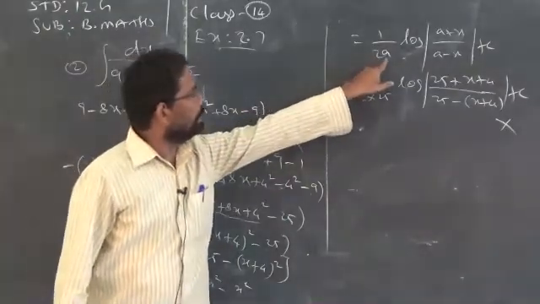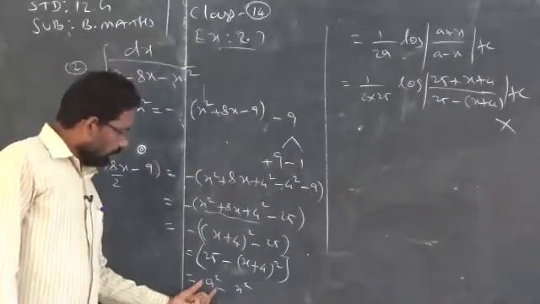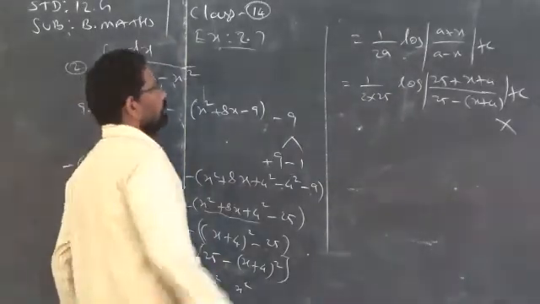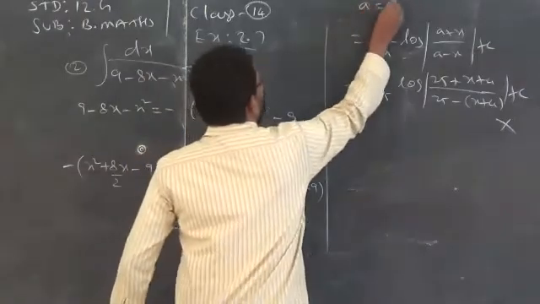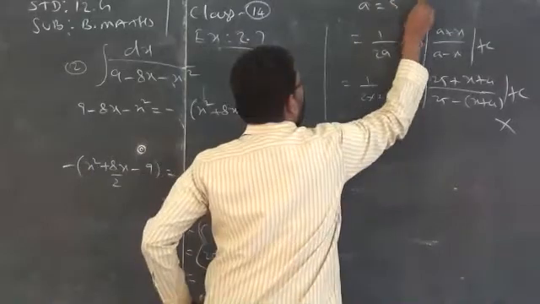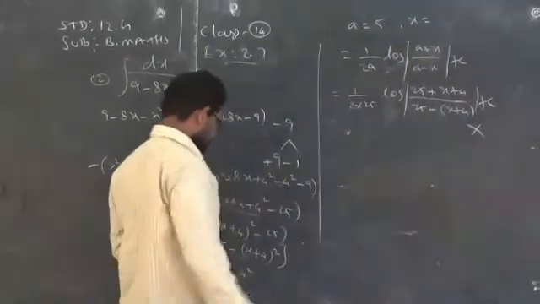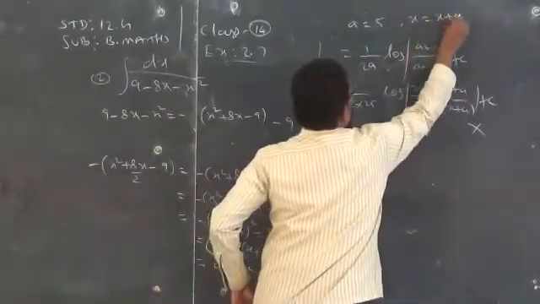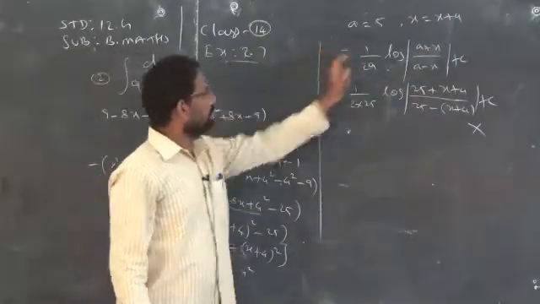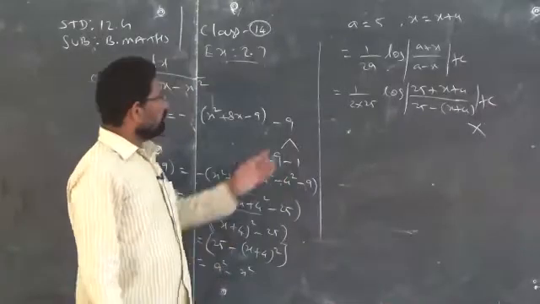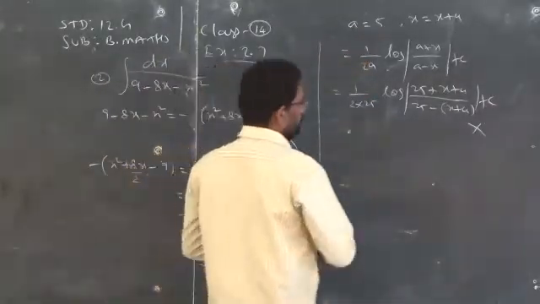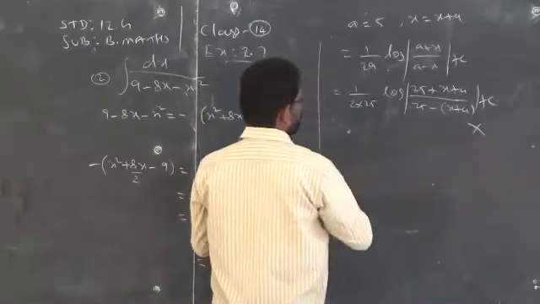Here it is 2a, not a square. Therefore, a square is 25. Therefore, a is equal to how much? 5. So, if you are not able to write properly, after this you have to write what is a and what is x. That is better to avoid these types of mistakes during the exam. Just write what is a and what is x. So, now you can replace a by 5. You will get the answer. Clear? So, do not make these mistakes.